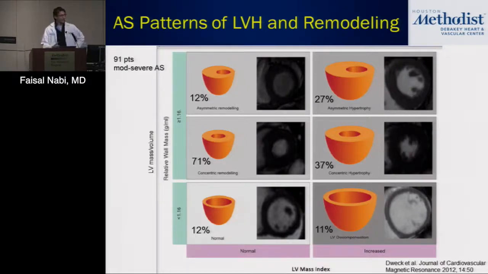So there are a lot of theories as to why this happens, but this may provide insight into why some people become symptomatic earlier than others. Why some people with severe AS present to your office with chest pain and shortness of breath, whereas other patients seem to do very well, are completely asymptomatic, and you follow them for years. It just may be how the ventricle is remodeling. And as you can see from the screen, the ventricle remodels in many different ways.